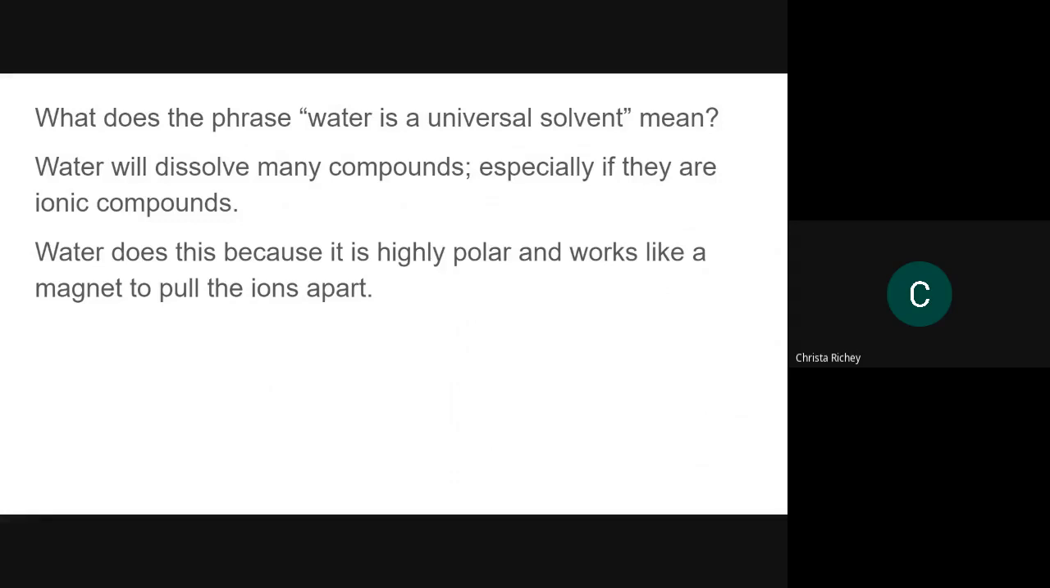Water will pull apart things that are ionic compounds, not all of them, but the bulk of them, and it will also pull apart other things that are polar. So, like a magnet, it's called polar, it pulls like a magnet. Now, not all ionic compounds will do this, like this stuff.